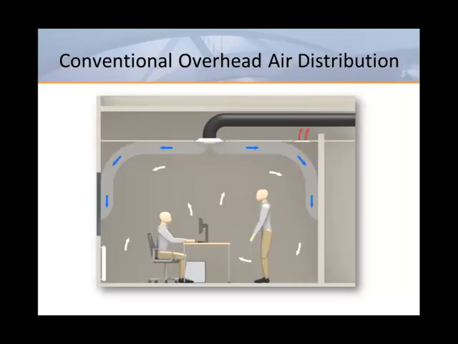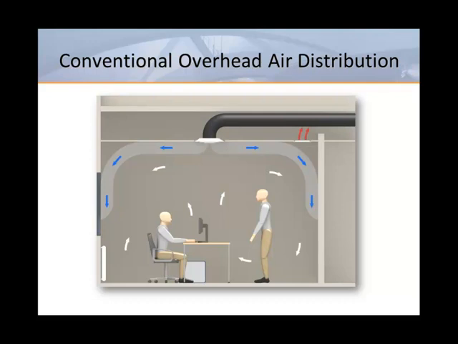We should start by explaining the difference between conventional overhead systems and displacement ventilation. Conventional overhead systems provide comfort through room air mixing. For this reason, these systems are also known as fully mixed systems. In typical cooling applications, 55-degree air is supplied from ceiling diffusers or high sidewall grills.